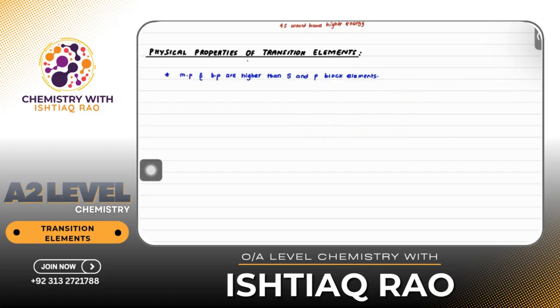Since they are non-metals, we are supposed to introduce the term IMF, intermolecular force. As we go down the group, I'm talking about halogens, so down the group, melting and boiling point increases. You know why? Because IMF increases as the number of electrons increases.